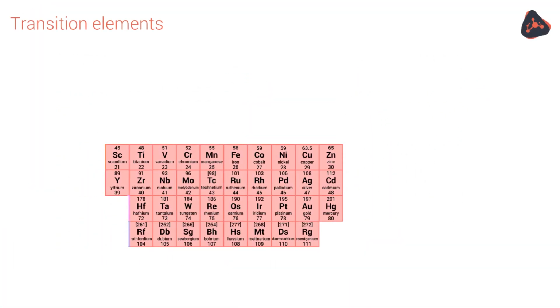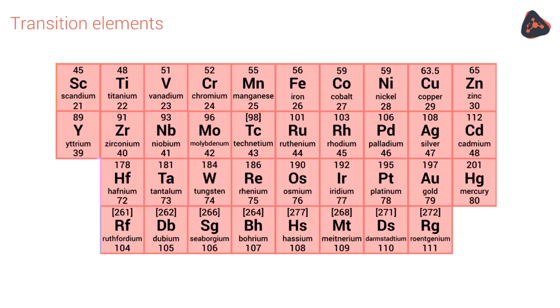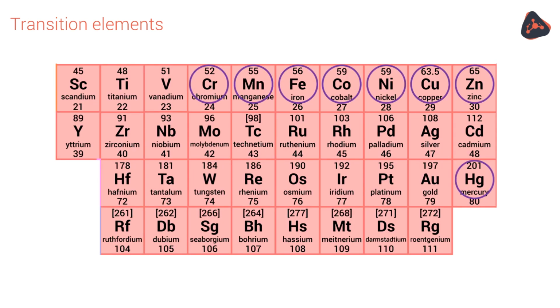They're all metals, and the chances are if you were asked to name a metal, you'd probably name a transition metal. Here are some of the common ones that you will have heard of. These ones, silver, gold and platinum, are often used in jewellery. And this one, tungsten, is used in light bulbs.